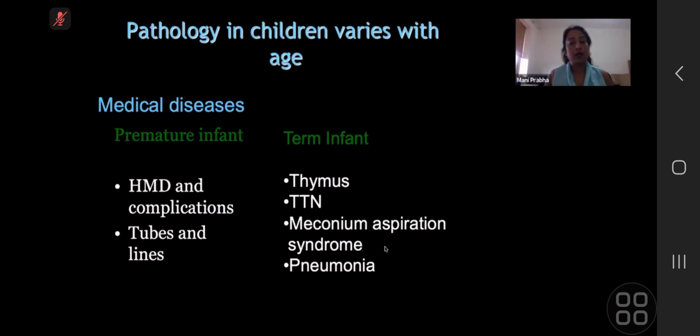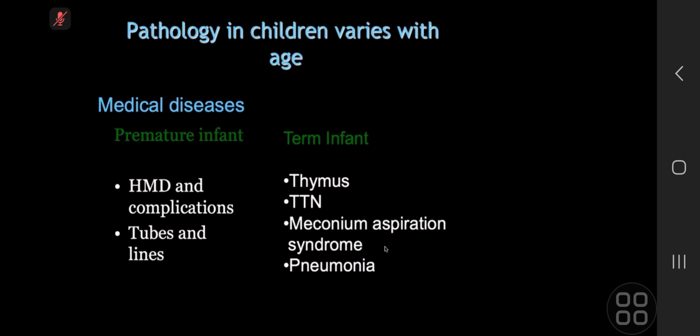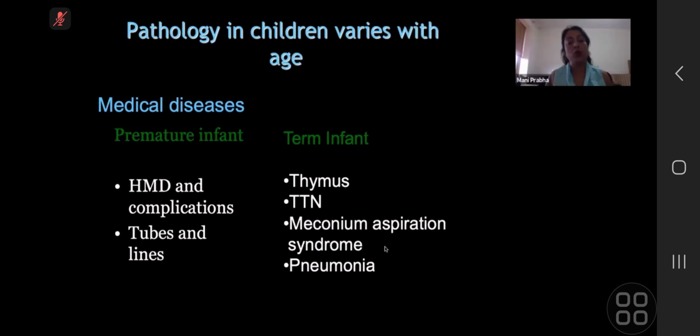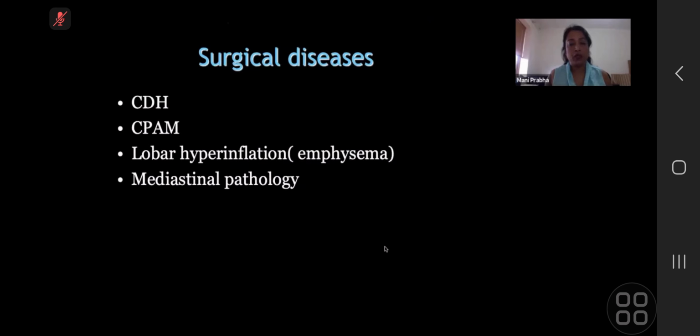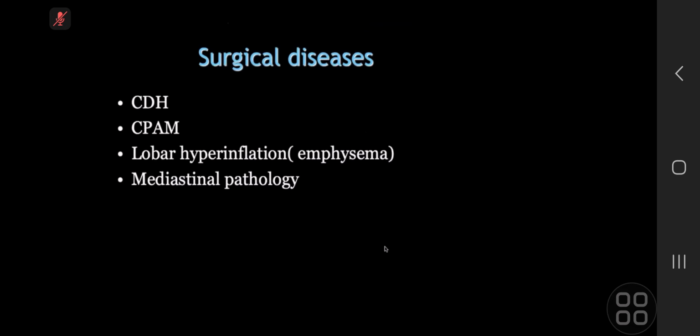So I'll start with the preterm infant first. I'll show you some examples of hyaline membrane disease and its complications, various tubes and lines. In term infants, I'm going to show you thymus, various appearances of thymus, transient tachypnea of newborn, meconium aspiration syndrome, and various types of pneumonias. In surgical conditions, I'll cover congenital diaphragmatic hernia, CPAM, lobar hyperinflation, and mediastinal pathology.